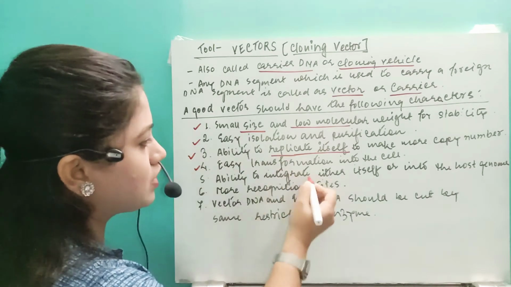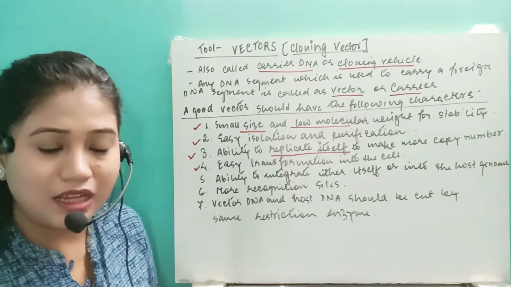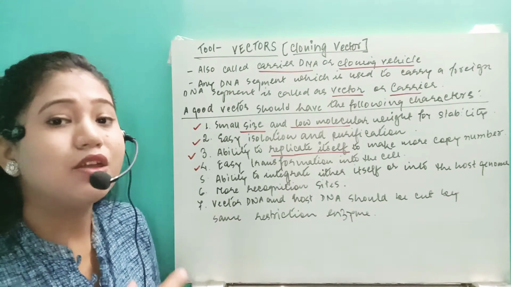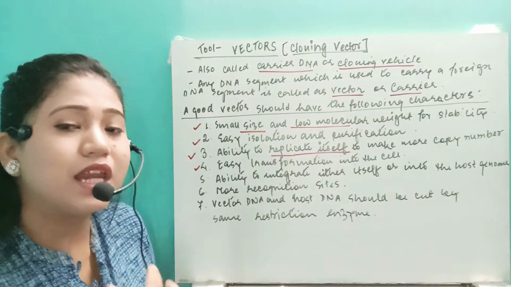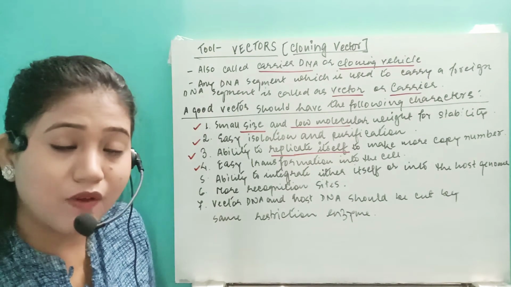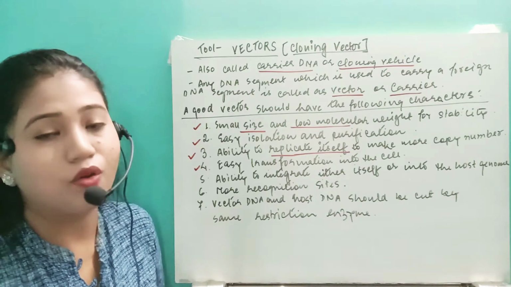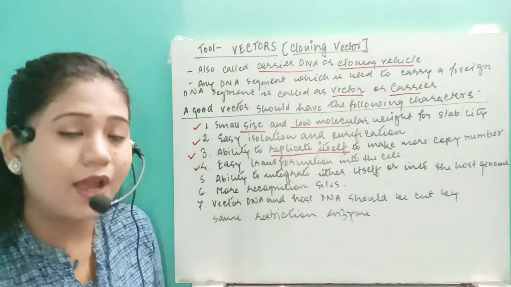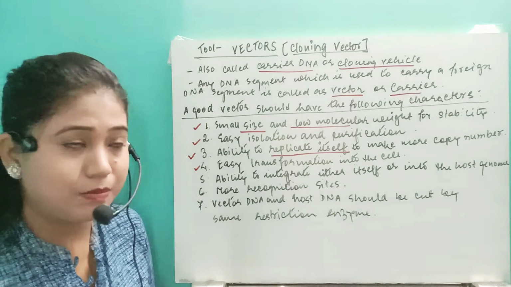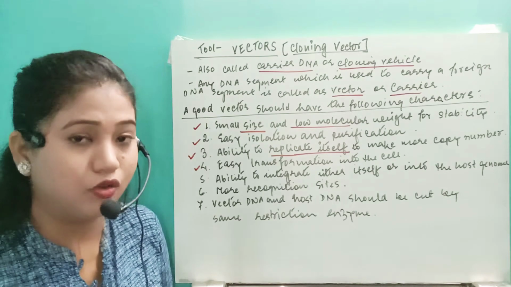Next one, easy transformation into the host cell. Suppose we make this vector as the rDNA, then after that we introduce it into the host cell. The host cell should accept it and we should be able to easily transform our rDNA into the host body. Suppose we make one rDNA but it is not able to enter inside the host body, then that vector would be of no use. So we have to easily introduce the rDNA, that means the vector with the foreign gene, into the host body, then we can call this a good vector.